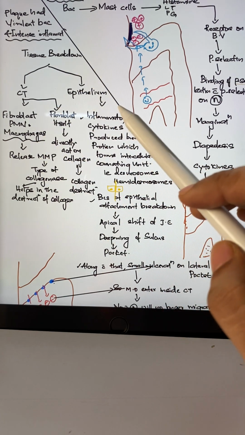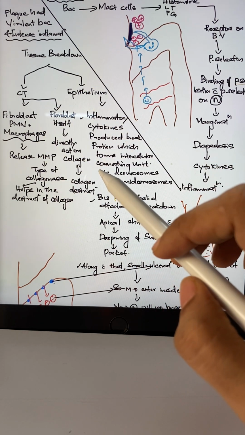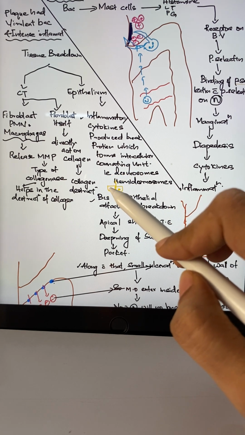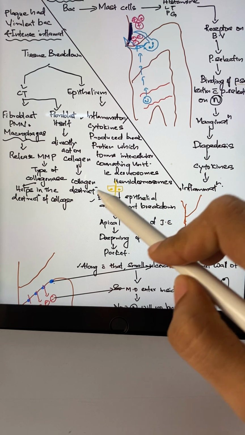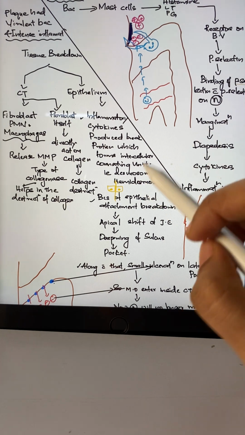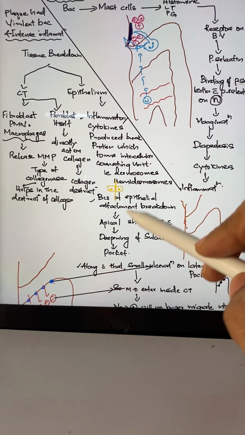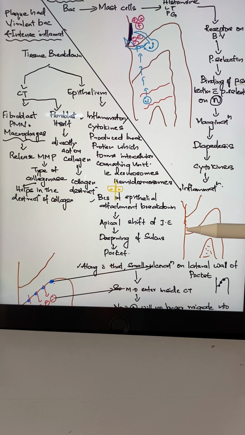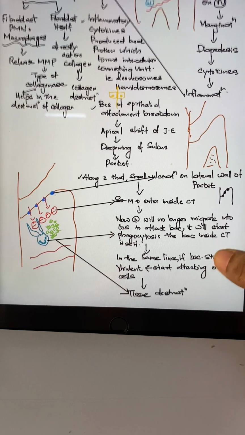Whereas in the case of epithelium, the inflammatory cytokines produced break the protein which forms the intercellular connecting unit. If this is one cell, this is another cell, they are connected together with the help of desmosomes and hemidesmosomes. So these cytokines break this protein. Because of the epithelial attachment breakdown, apical shift of the junctional epithelium occurs. This apical shift of the junctional epithelium causes the deepening of the sulcus, and that leads to the pocket.